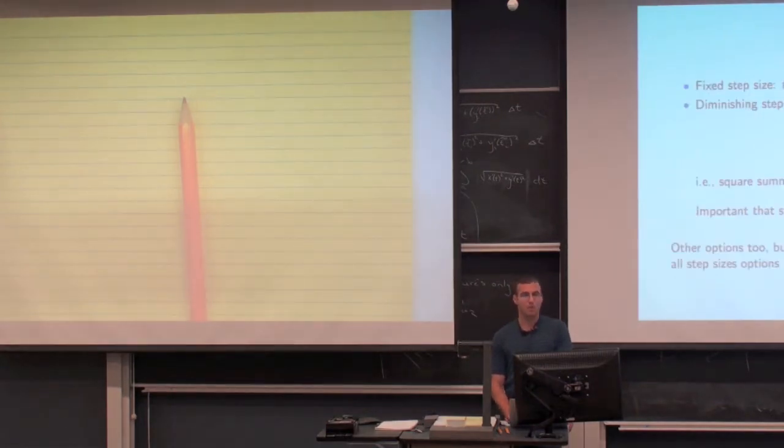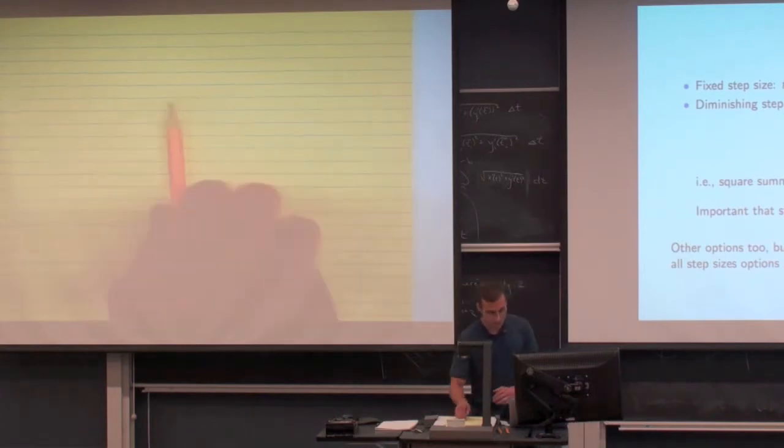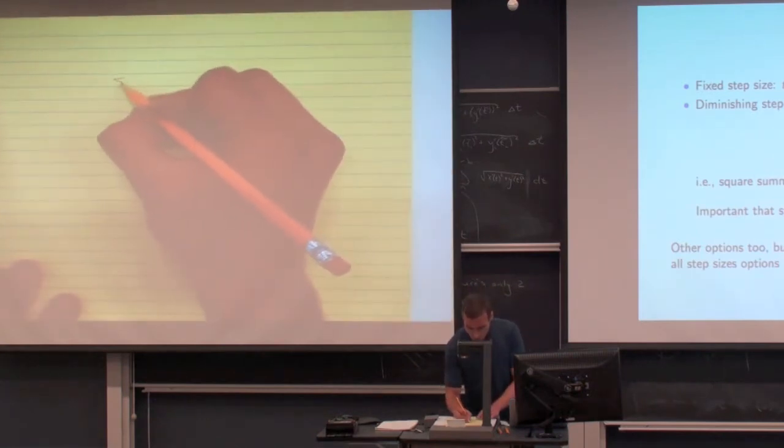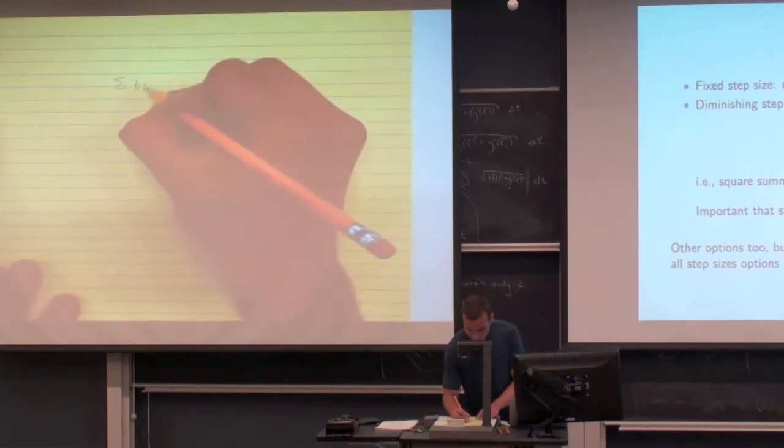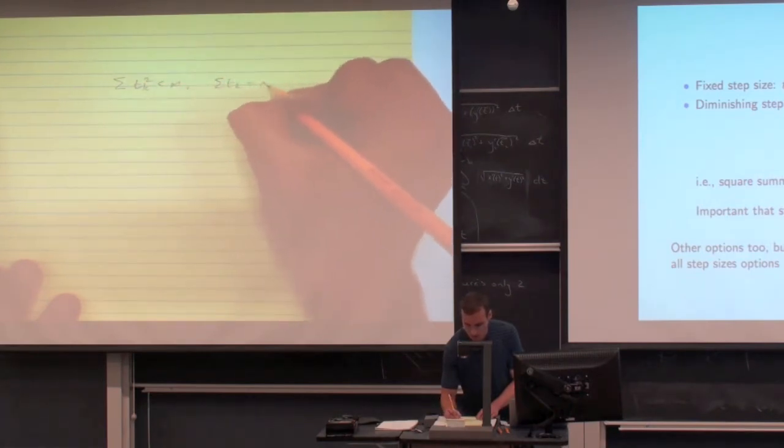The difference between gradient descent and the subgradient method, besides it not being a descent method, was that the step size choices were fixed. Either we take a fixed step size ahead of time, or we take step sizes that satisfy this condition. This is again a typo. I thought I fixed that in the slides. This is supposed to say the sum of tk squared is less than infinity, but the sum of tk is infinite.